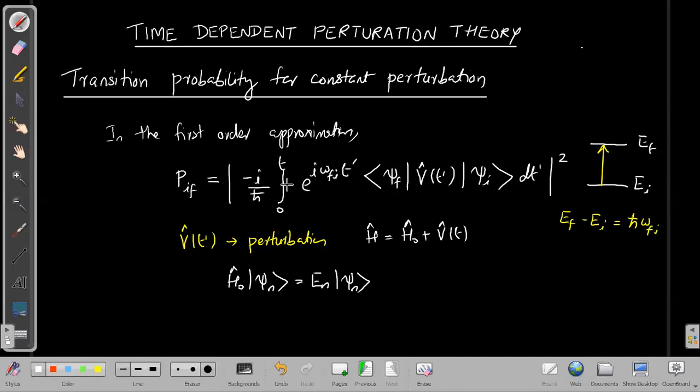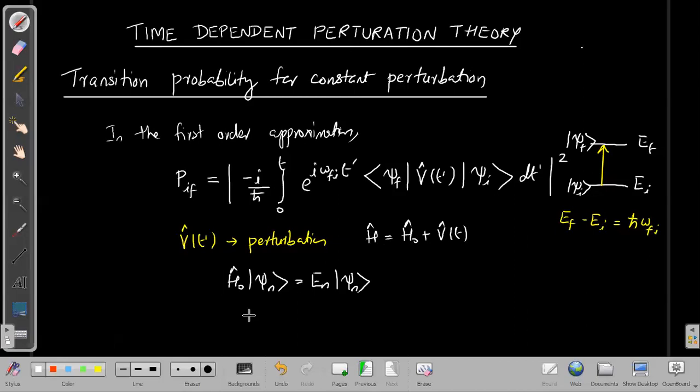If you find this mod square, we'll get the total probability for the transition from the state psi i to the state psi f. So we can find the transition between any possible states using this expression in the first order approximation. When going to higher order approximation, there will be more complexity. Today's task is to find the expression for transition probability for a constant perturbation.